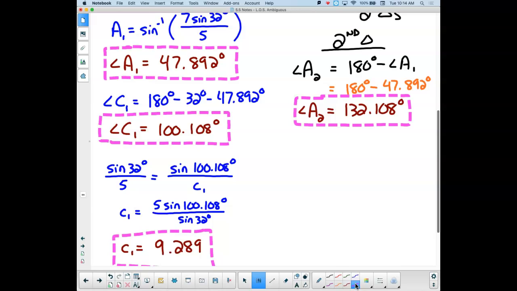So angle C sub 2, oops, I put C sub 1. Angle C sub 2 is going to be 180 degrees minus 32 degrees minus now 132.108 degrees. So angle C sub 2 is 15.892.